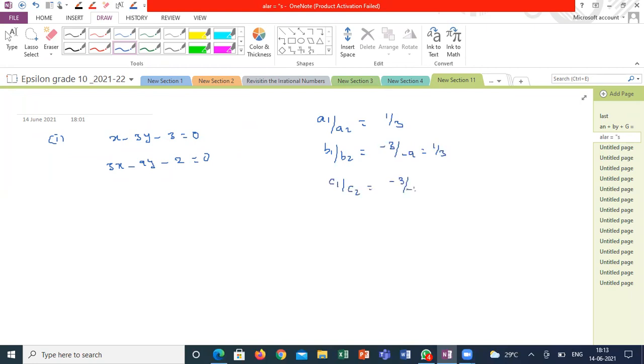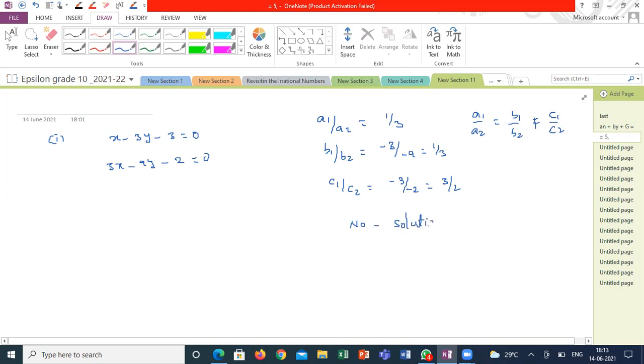3 by 2, by minus 2. 3 by 2. So here A1 by A2 is equal to B1 by B2 and is not equal to C1 by C2. What is the type of solution you are getting here? No solution, correct? Am I right? Yes, sir. Check how I know.